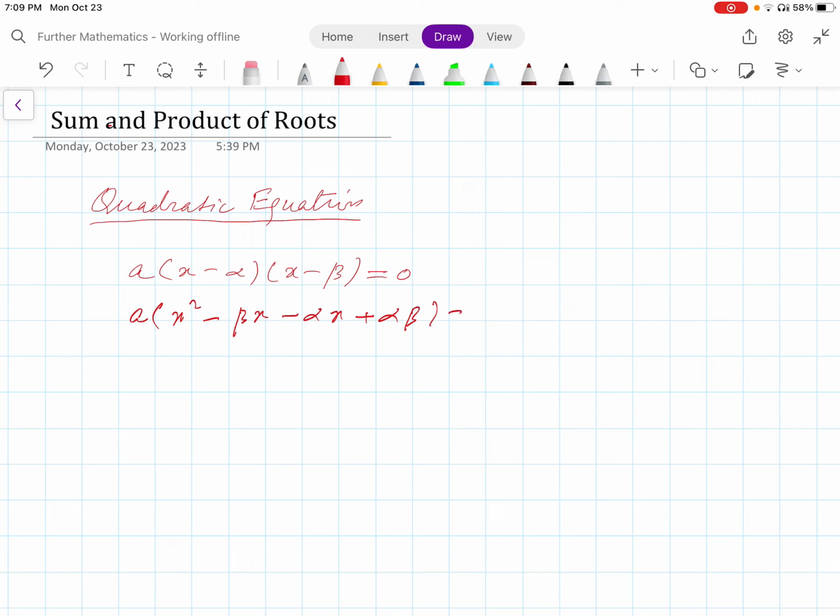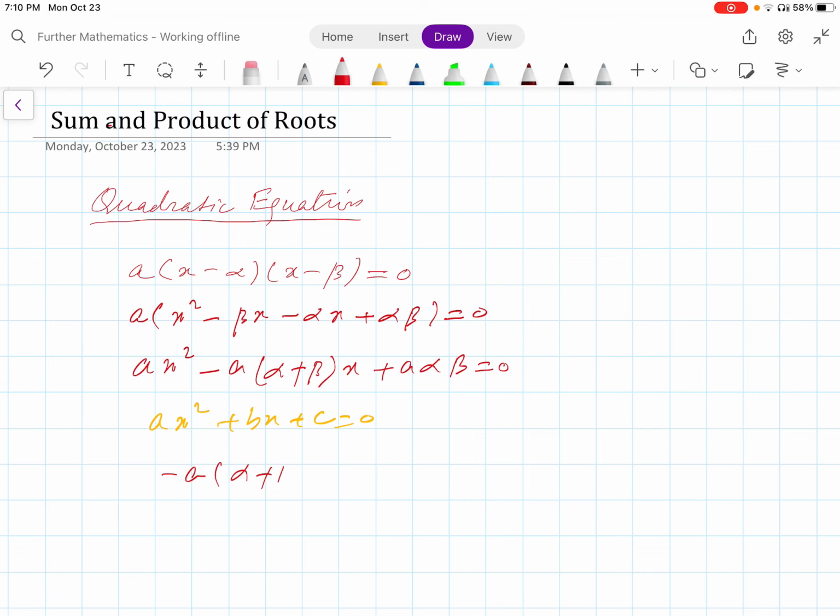We multiply inside, so it's ax squared minus a times alpha plus beta in the middle, x plus a times alpha beta. If we compare it with the standard equation, which is ax squared plus bx plus c equals 0, we can compare the coefficients. So minus a times alpha plus beta is equal to b. So coefficient of x we are comparing.